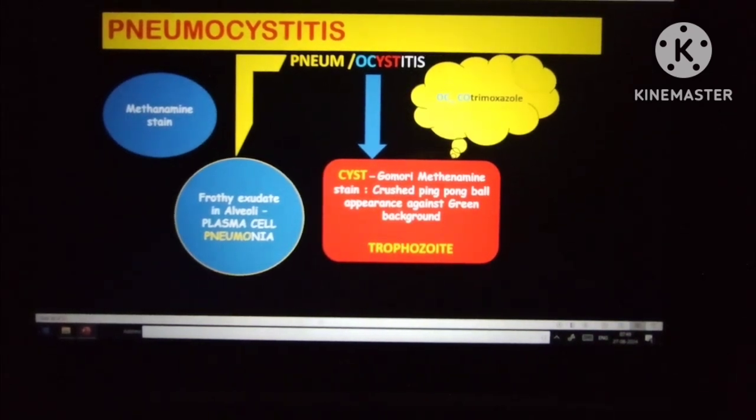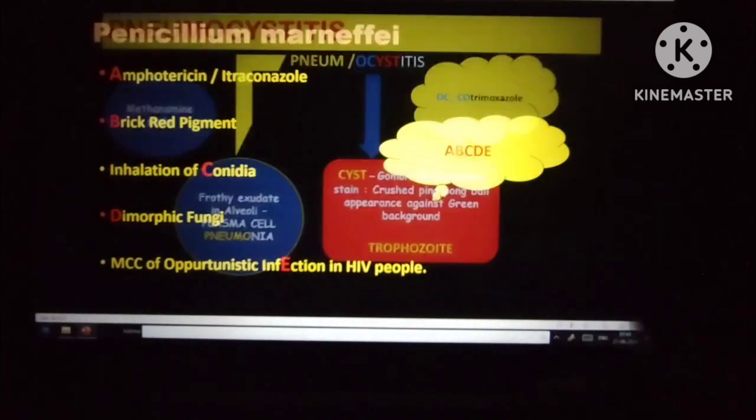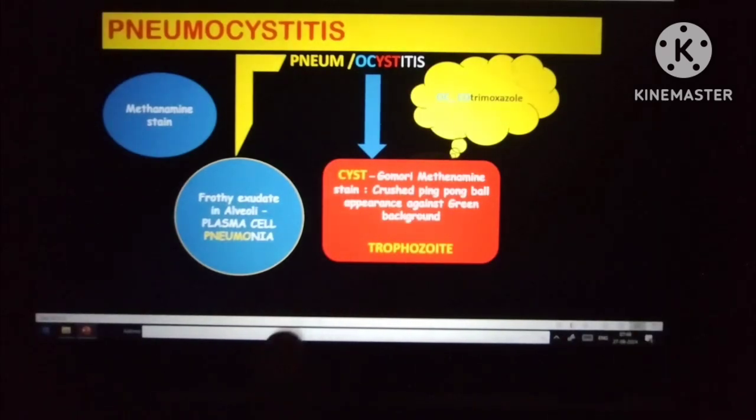So friends, you can remember Pneumocystis like this. First one, it is a plasma cell pneumonia. It causes pneumonia, and the typical feature is frothy exudate in the alveoli. Next, OC. OC is for cotrimoxazole, which is the treatment. Cyst, so it will have a cyst. For that cyst you use Gomori methenamine silver stain, which gives a typical crushed ping pong appearance against a green background.